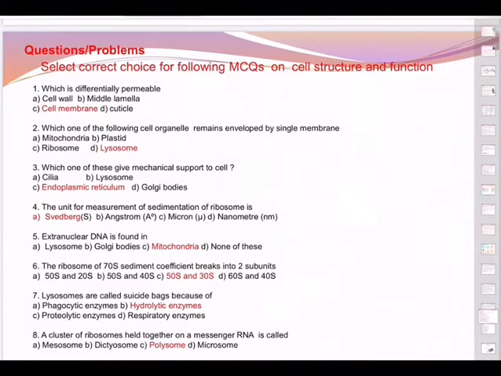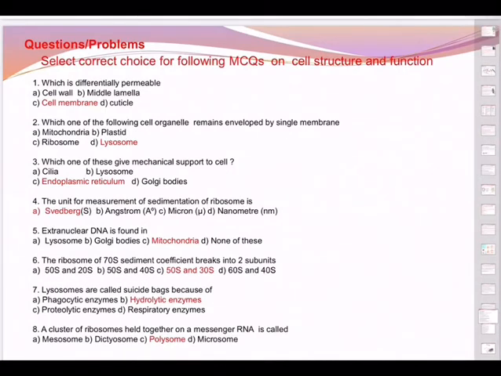Question 1, which is differentially permeable? Is it the cell wall? Selective permeability means anything that comes from outside and wants to enter the cell is not allowed to go inside automatically. Similarly, any material inside the cell cannot go out automatically. There is a filter. Now the question is, which is that? Is it cell wall, middle lamella, cell membrane or plasma membrane, or cuticle?